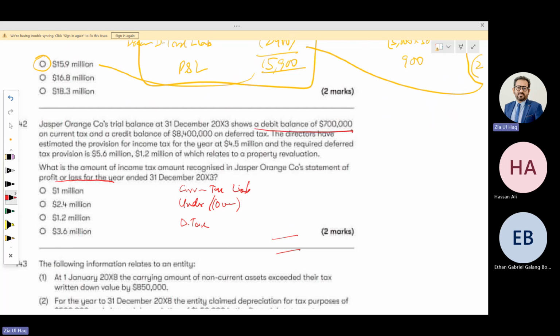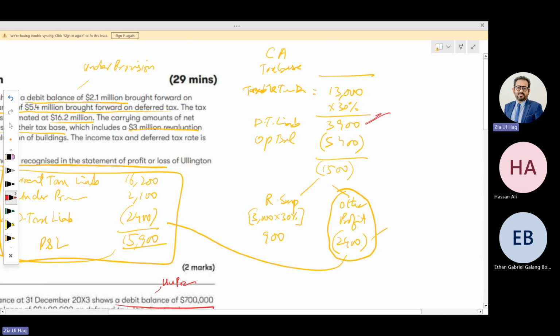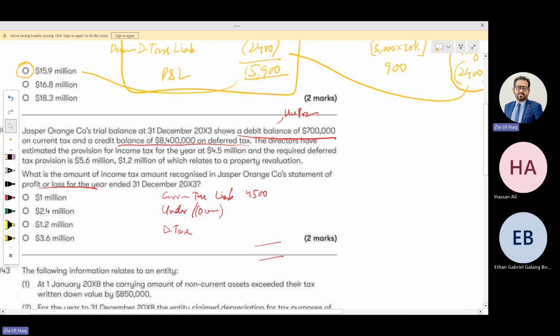So they have given us the under provision and a credit balance of deferred tax liability, opening balance 8.4 million. The estimated provision for income tax for the year is 44.5 million, and this figure is given. The required deferred tax provision is 5.6 million. Instead of providing the taxable temporary difference, they have provided this figure.